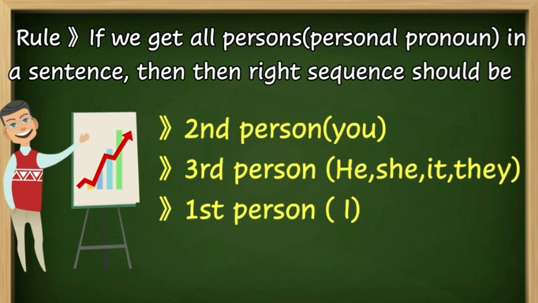If we get all three persons in a sentence, first thing first, we have to put the second person, then the third person, and at last the first person.